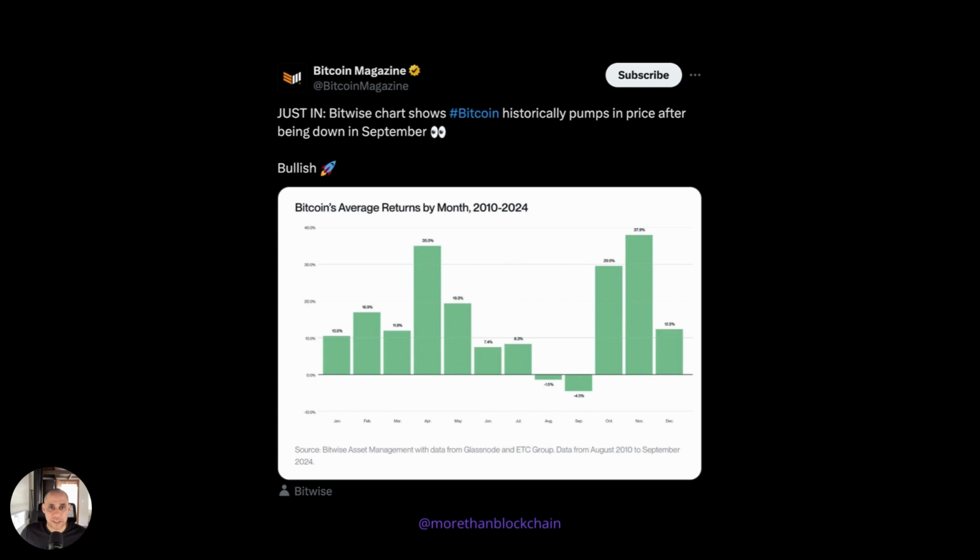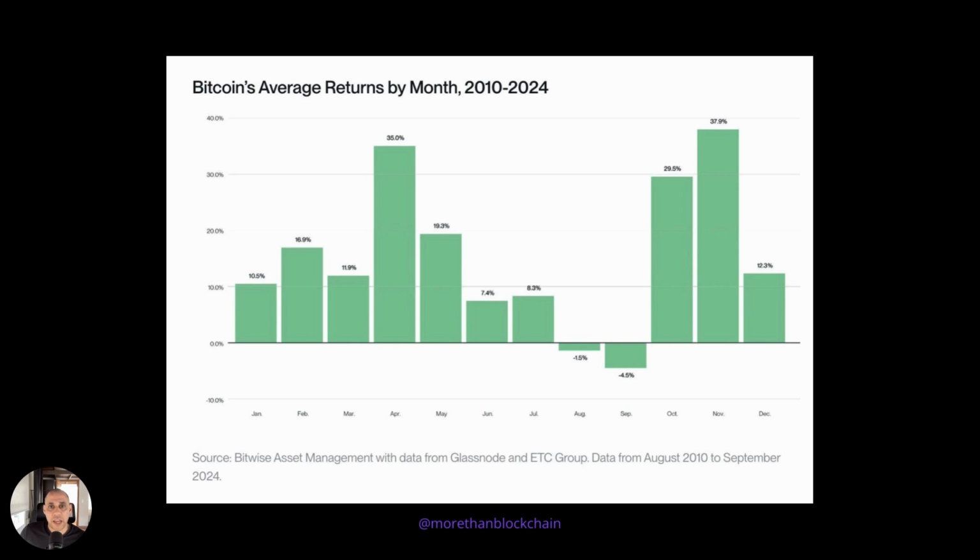And this is from Bitwise. It's from Bitcoin Magazine, but it's Bitwise information. It says, Bitwise chart shows Bitcoin historically pumps in price after being down in September, bullish. So I want to look at this chart a little bit closer. And here it gives Bitcoin's average returns by month from 2010 to 2024.